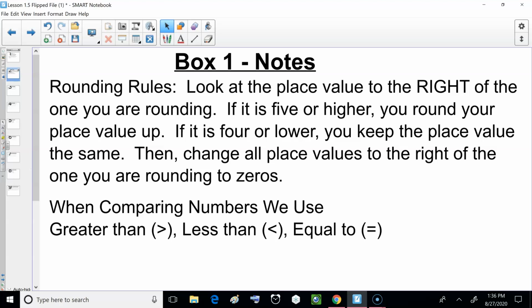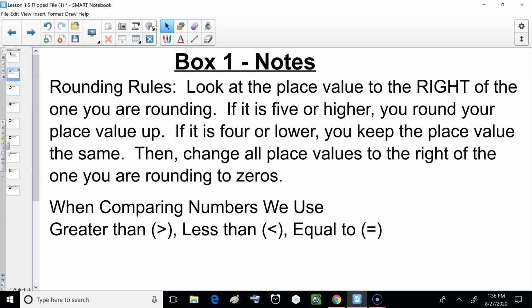It said rounding rules: you want to look at the place value to the right of the one you are rounding. If it is 5 or higher, you round your place value up a number. If it is 4 or lower, you keep the place value the same. Then you change all the place values to the right of the one you are rounding to zeros.